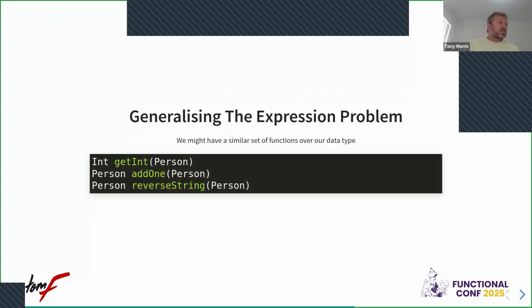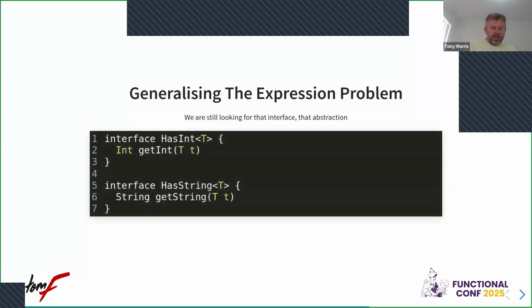We might have very similar functions over the data type. So given a person, return the integer, whatever it might actually be called. Add 1 to the integer in the person and return a new person, or reverse the string inside the person and return the person. And I have seen this a few times in real code. We're looking for that interface in order to abstract away the field inside the data type. So we would define an instance of hasInt for the person data type, and its getInt implementation will return the field, and similar for the string.